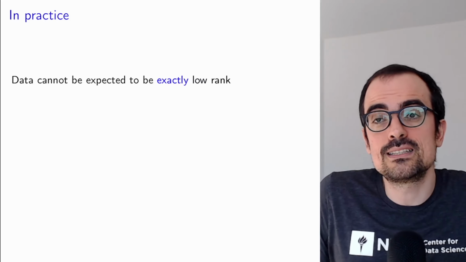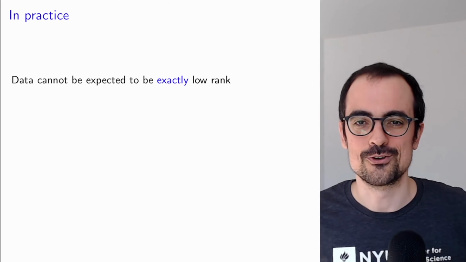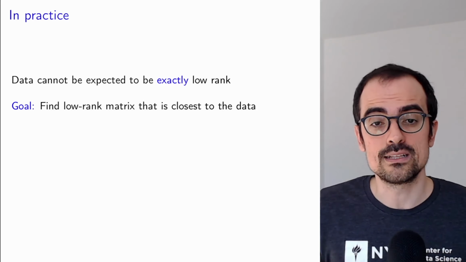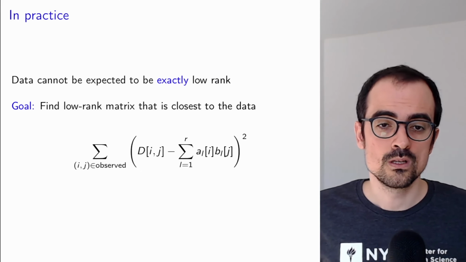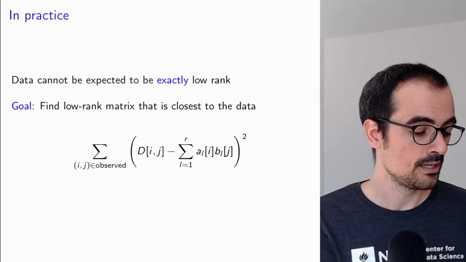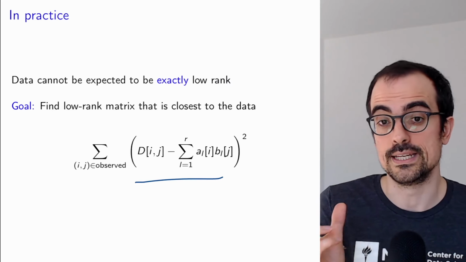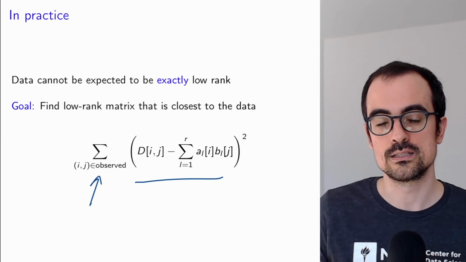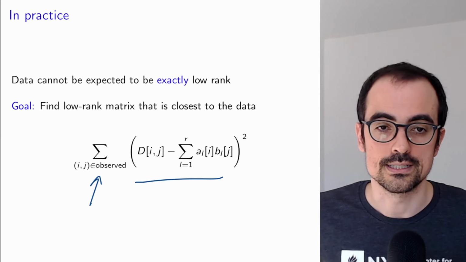In practice, data is not going to be exactly low rank like in my cartoon example where the original matrix was indeed rank 1. So what we do is we try to approximate the data using a low rank matrix. A typical metric to quantify how good the approximation is is the square of the entry-wise errors. We sum all of the entry-wise errors corresponding to observed entries. This tells you how well you're approximating the matrix.